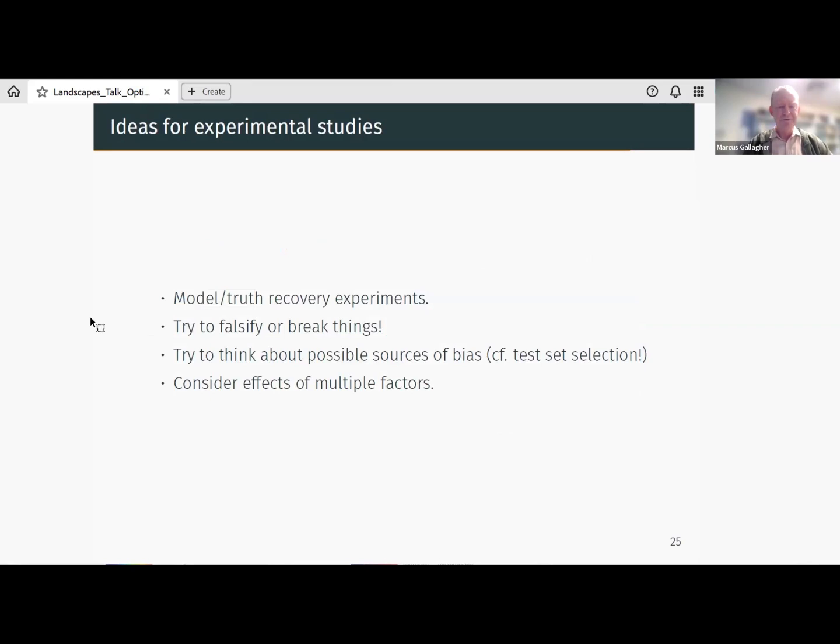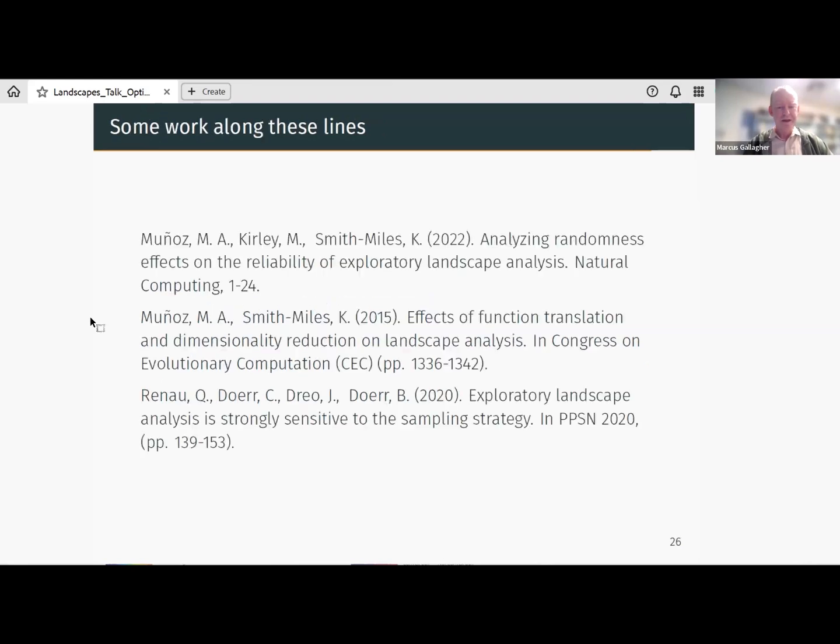And so it becomes a lot about trying to falsify and break things and doing truth recovery experiments. It's not about generating best performance or anything. It's about thinking about what might be going wrong and considering multiple factors. So there is some work in this space. Here are a few papers that go more along these lines. Not an exhaustive list, just some examples.